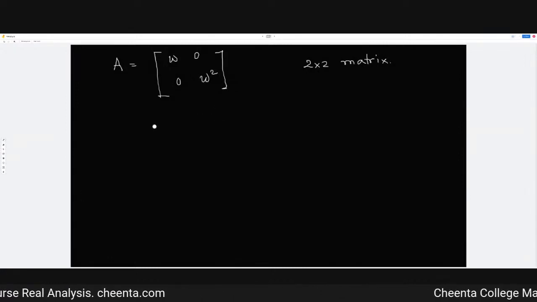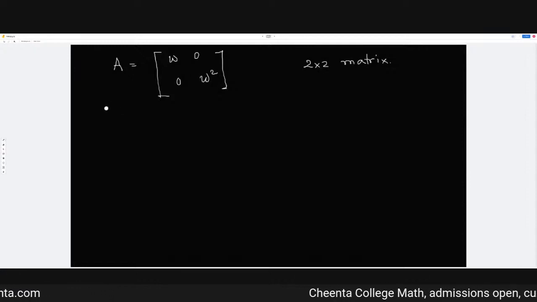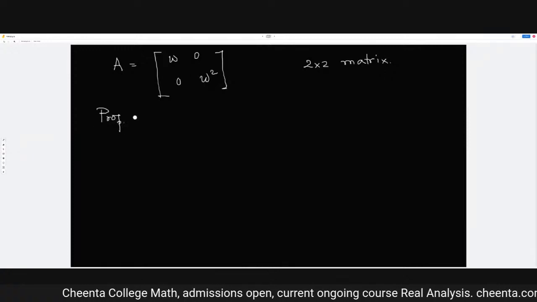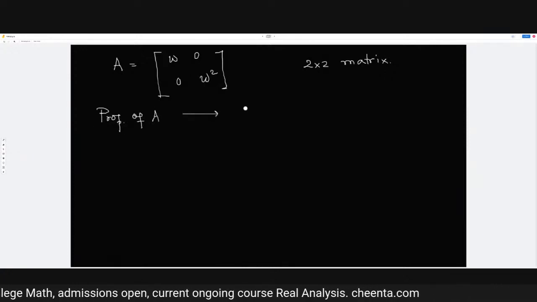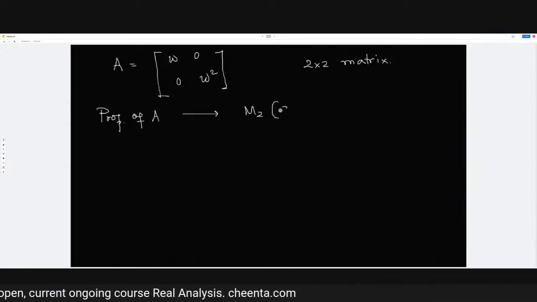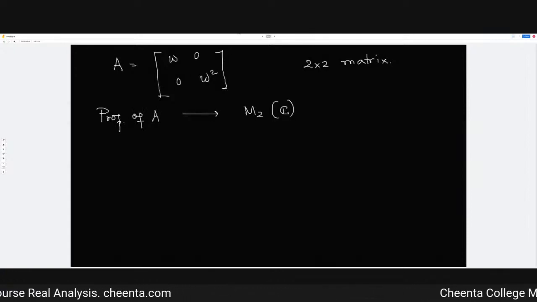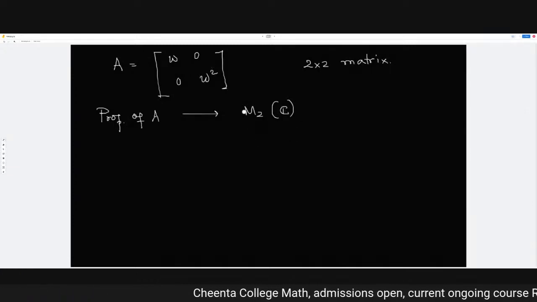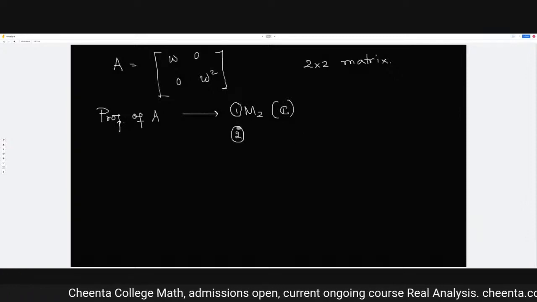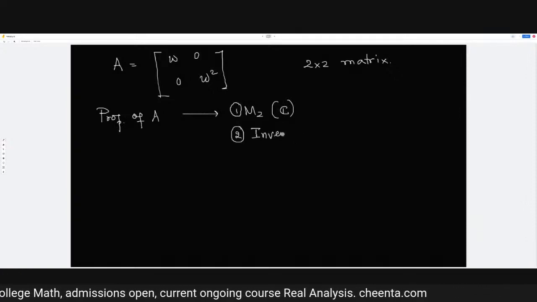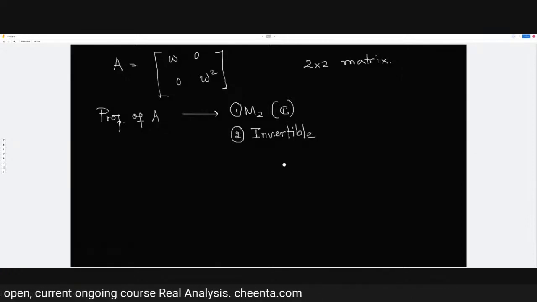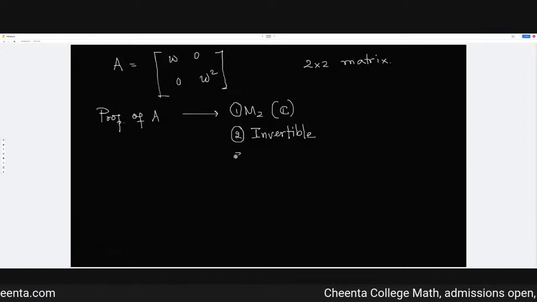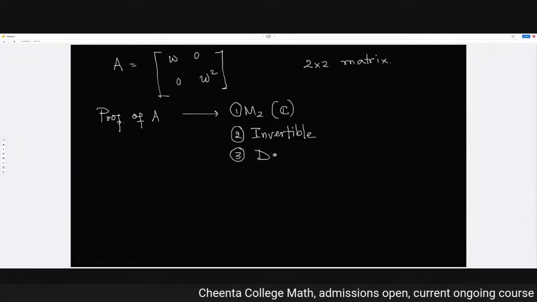The thing that has been mentioned here is, what are the properties of A? The properties of A are these. First, this is in M2C. Hence, you know that every polynomial is factorizable, basically. This is the first property. The second property is it is invertible, which reduces the class of matrices quite a lot. It is given to you as diagonalizable.